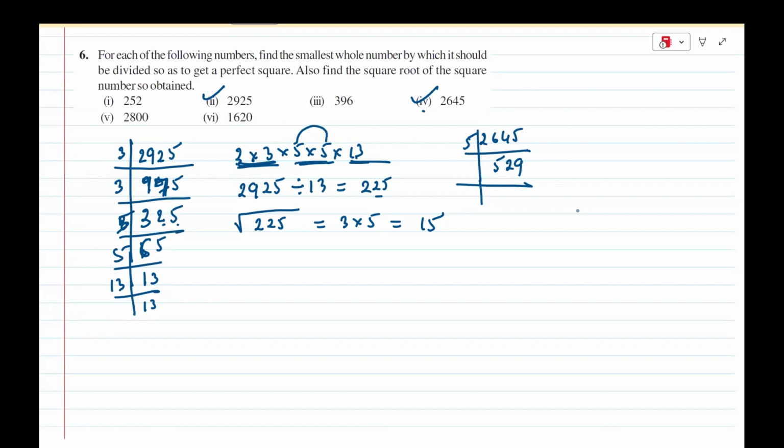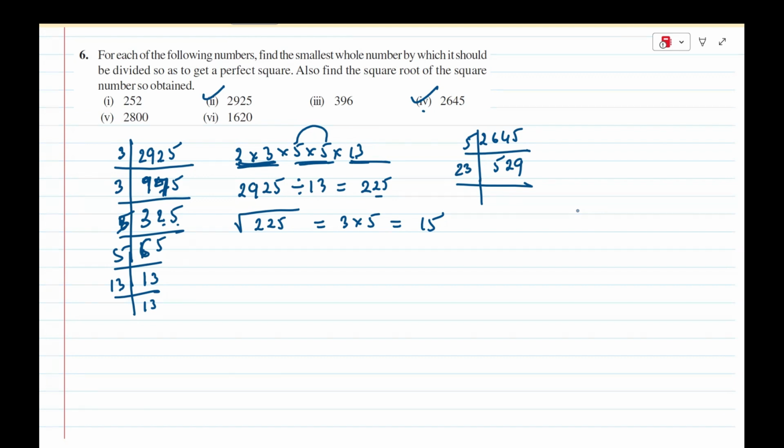We need to check one by one. Not divisible by 3, then check for another prime number 5, then 7, then 11. I tried for all of them. I came to know it is not divisible by even 17 and 19. Directly it is divisible by 23. Because 529 is the square of 23.